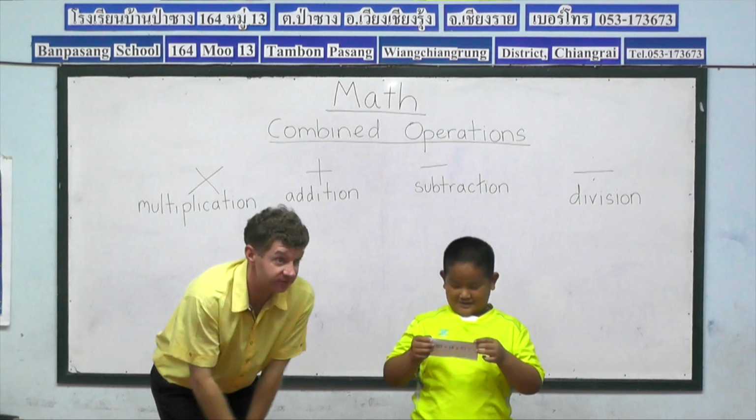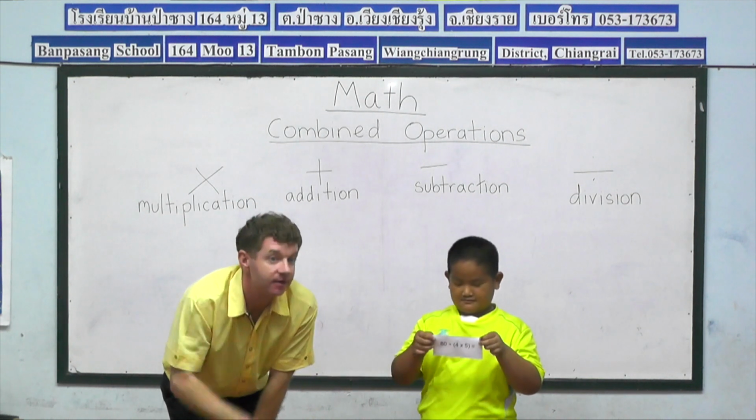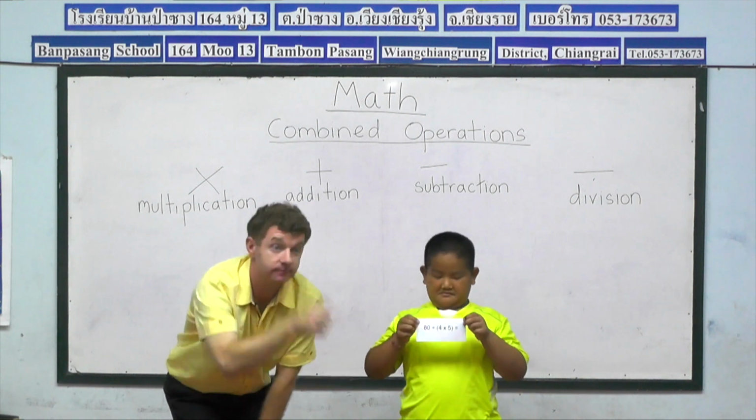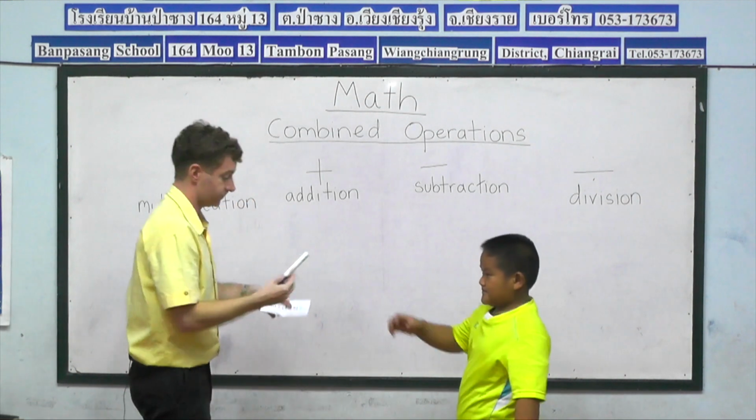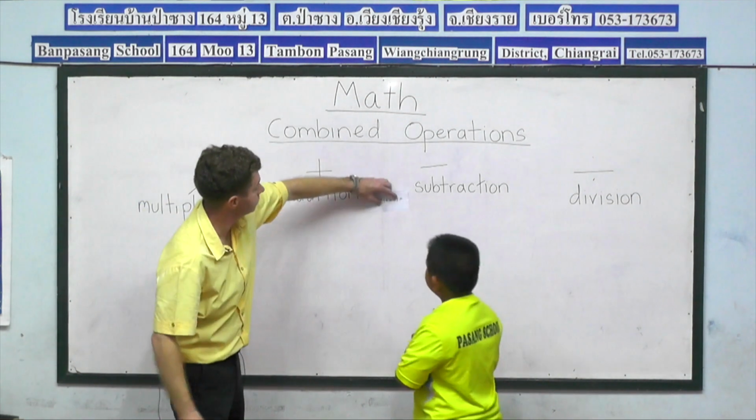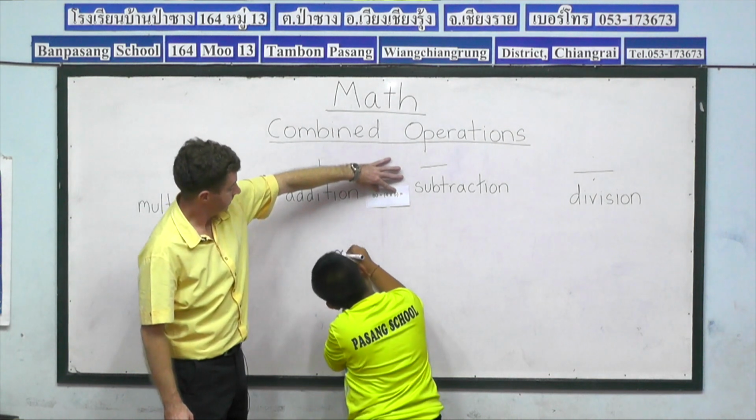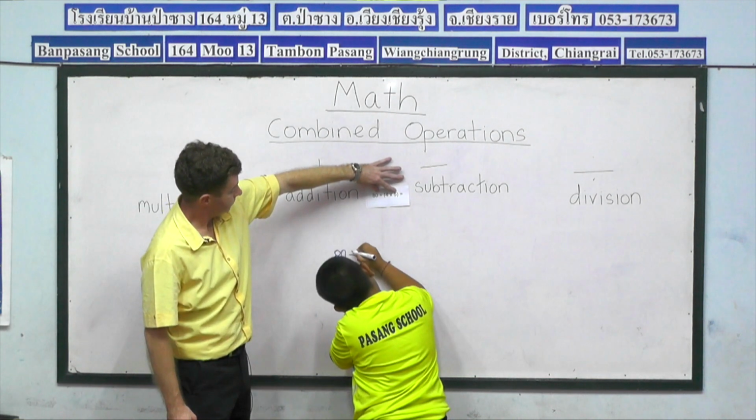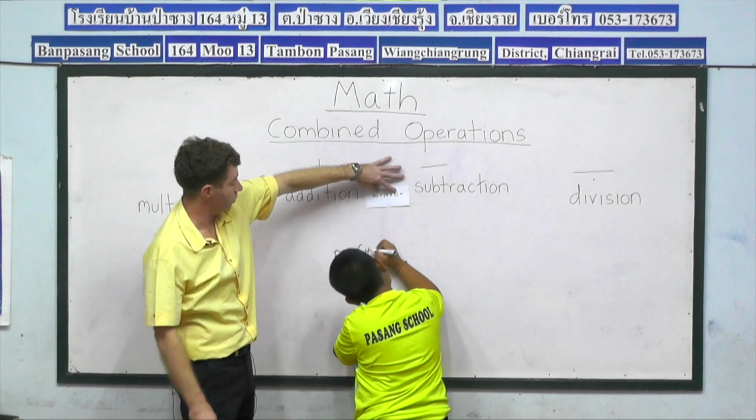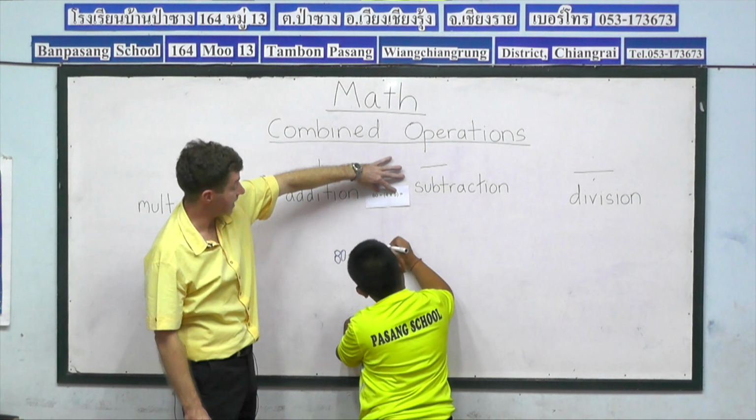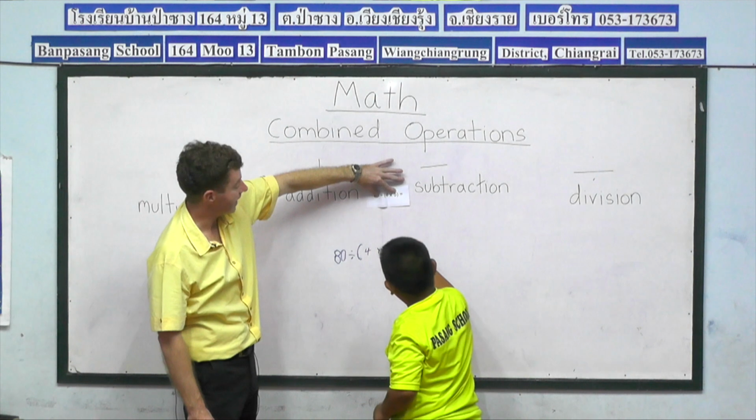Okay, so this time we have 80 again. 80 divided by... Okay, so first thing to do is to ask Net to write our combined operation on the board. 80 divided by 4, open brackets. Yes, well done. 4 times 5, close brackets, equals. Excellent, Net.